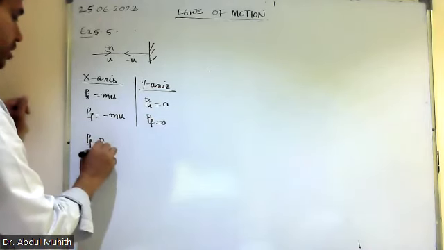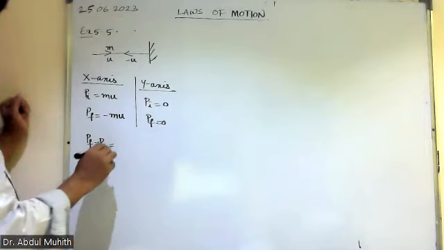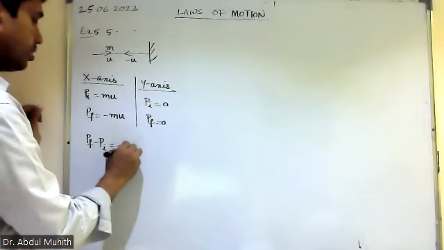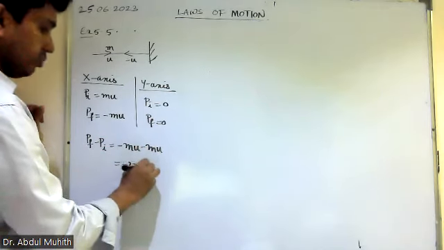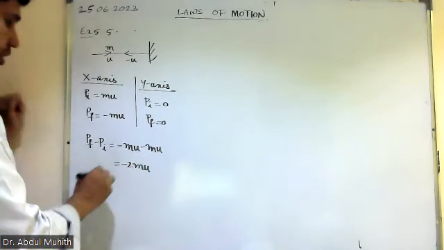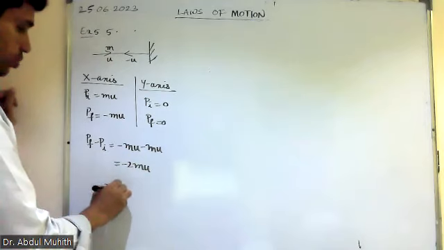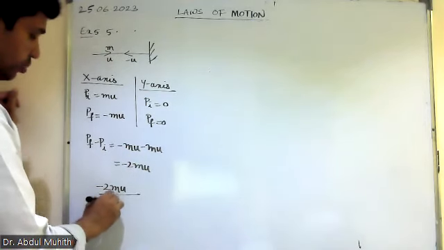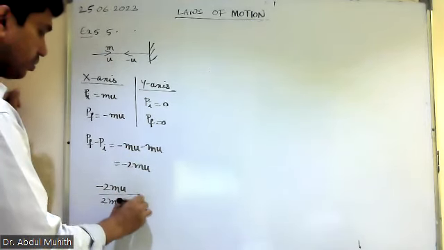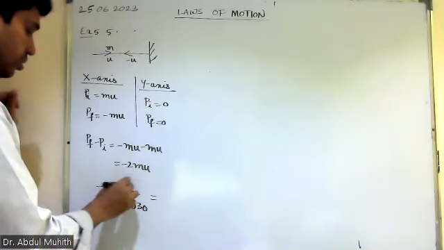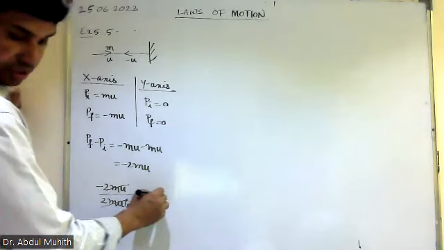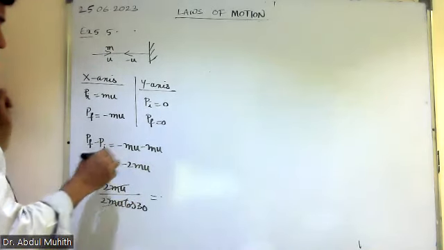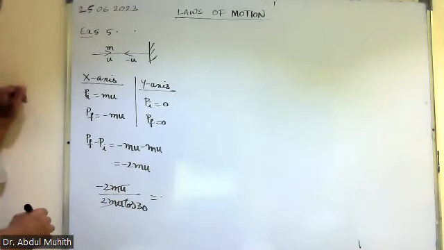p_f minus p_i equal to what? Minus mu minus mu, that is equal to minus 2mu. So the ratio is what? Minus 2mu divided by 2 into mu cos 30. This and this will go away. The answer is, final minus initial, right?